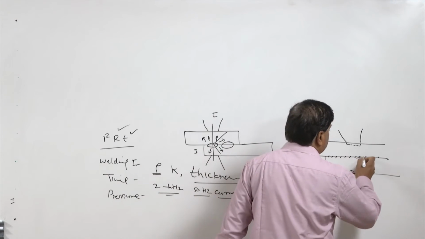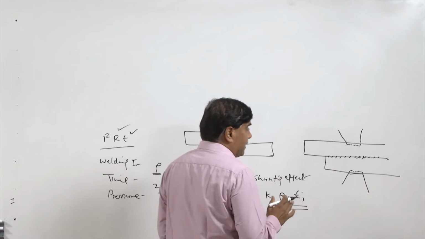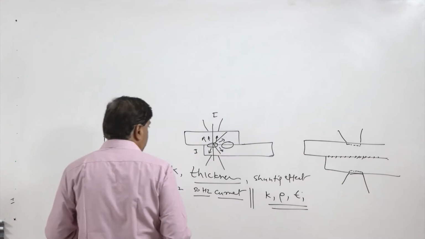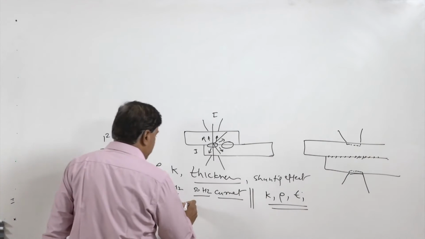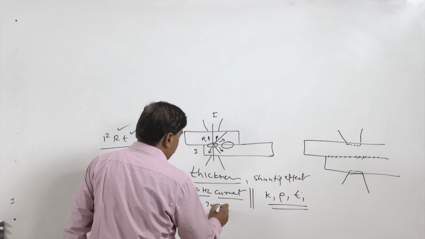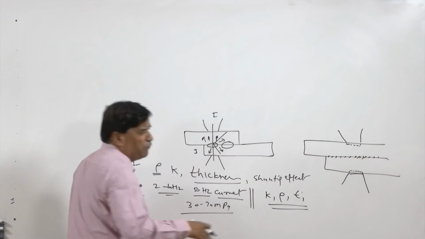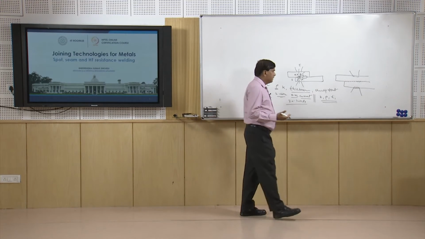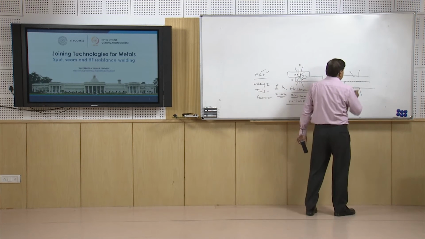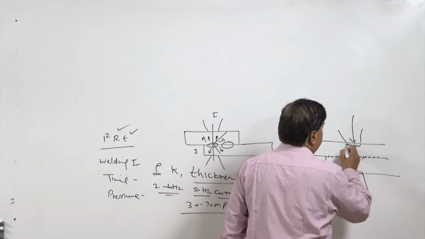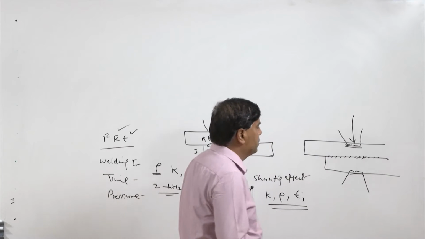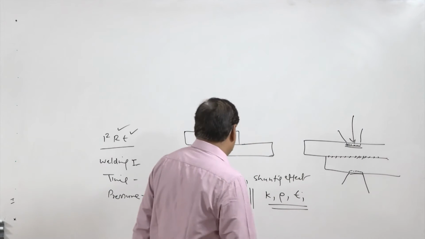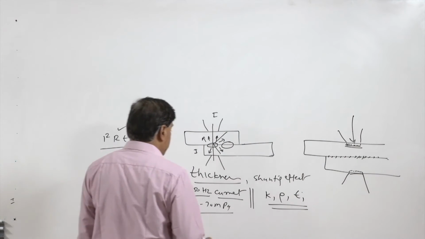And another thing, the factors that govern the optimum pressure, which is normally kept at around 30 to 70 MPa. 70 MPa is found enough for mild steel plates. The pressure is calculated as the load applied divided by the contact area through which the load is transferred through the electrodes onto the surface of the plate.